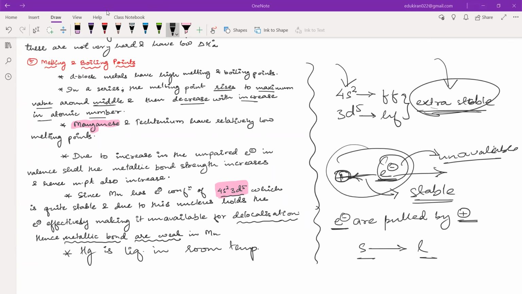We have these elements, manganese, then below that we have Tc, and then we have Re. So all of these elements have relatively low melting points. The reason is the s2d5 configuration.